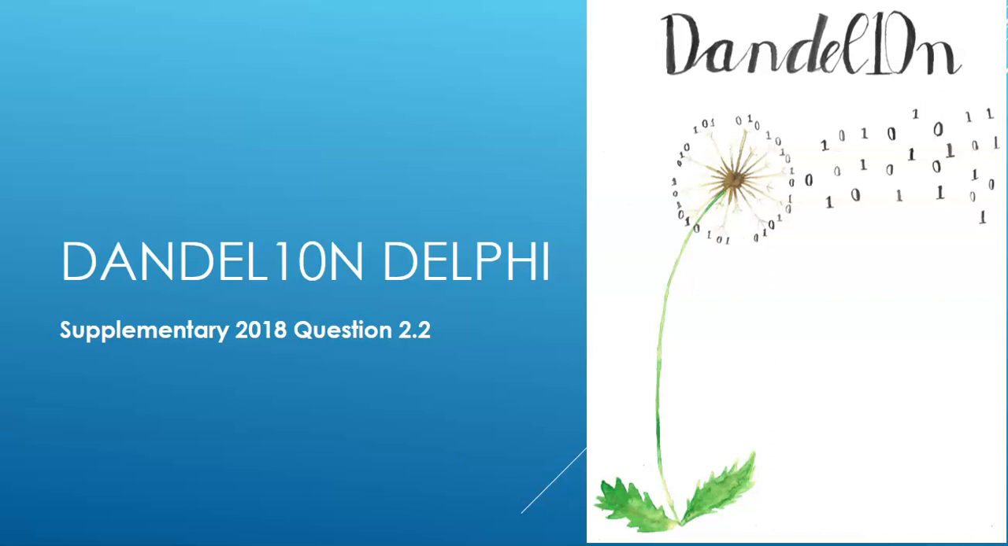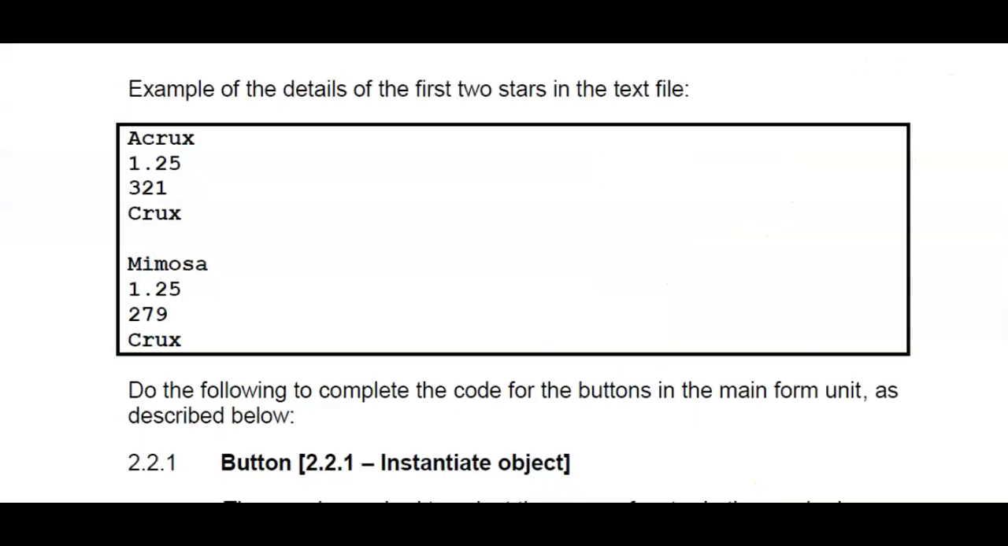Today we're going to look at the Supplementary paper 2018, question 2.2. So we're going to implement our object class that we created in the previous lesson. Make sure that you first do 2.1. This is our OOP question, so we need 2.1 before we can do 2.2. Just a reminder that when you are done with your object class, you save and run it to sort out any syntax errors.